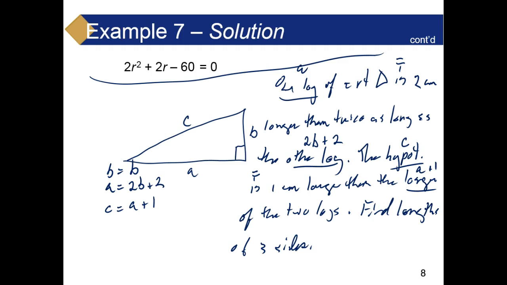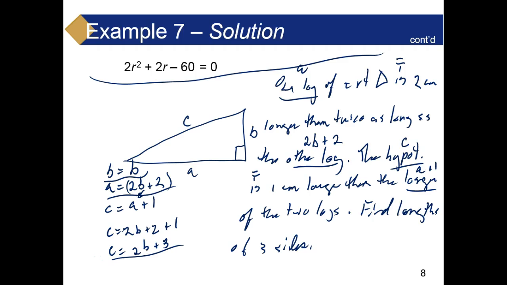Now I do want to do what I said. Let's write down this and plug it in for A, because that's what A is equal to. C is equal to, instead of A, we're going to write 2B plus 2 plus 1, right? A plus 1. So this is equal to 2B plus 3. Now we have B is equal to B, A is equal to 2B plus 2, and C is equal to 2B plus 3.